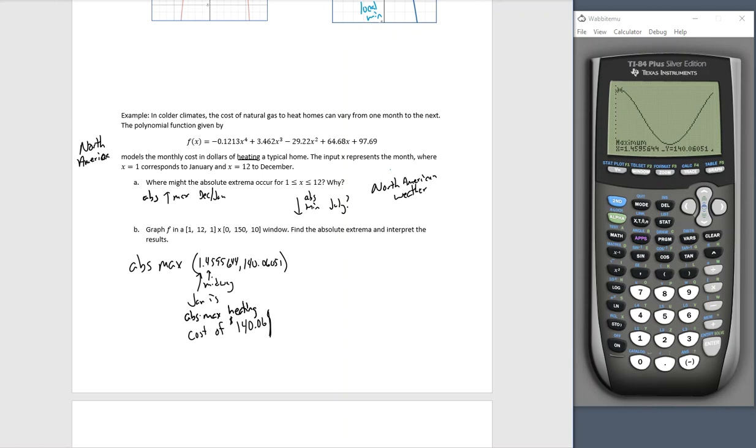But it also tells me, if I go back to my calculator over here, I can calculate again. So blue button and then calculate. I could calculate a minimum.